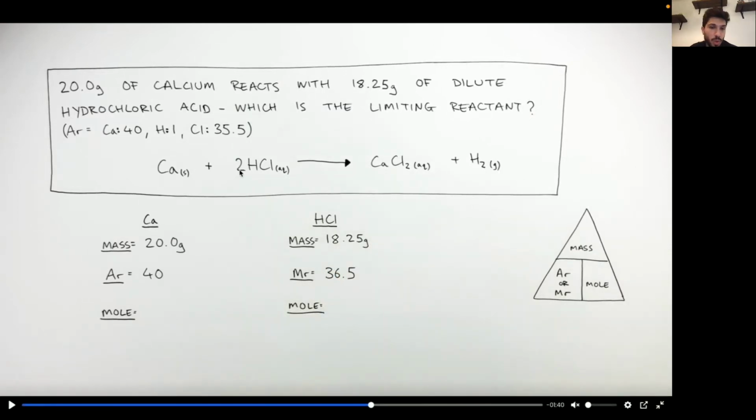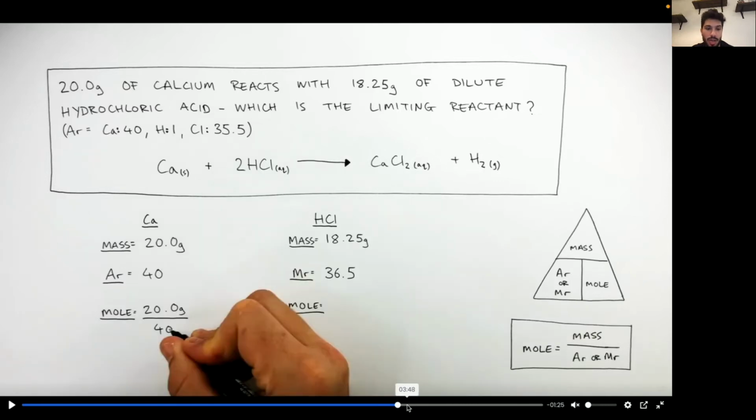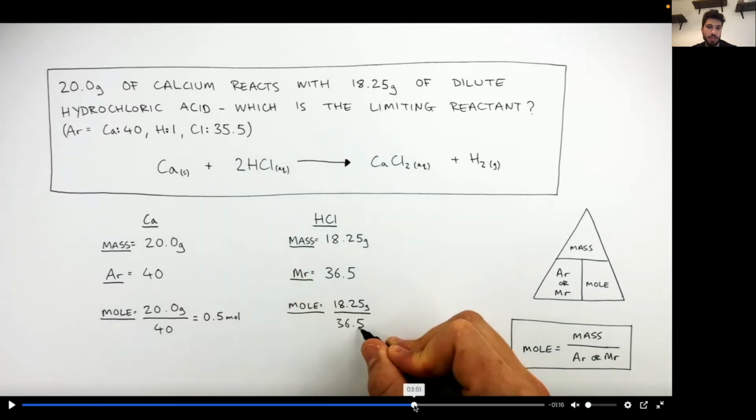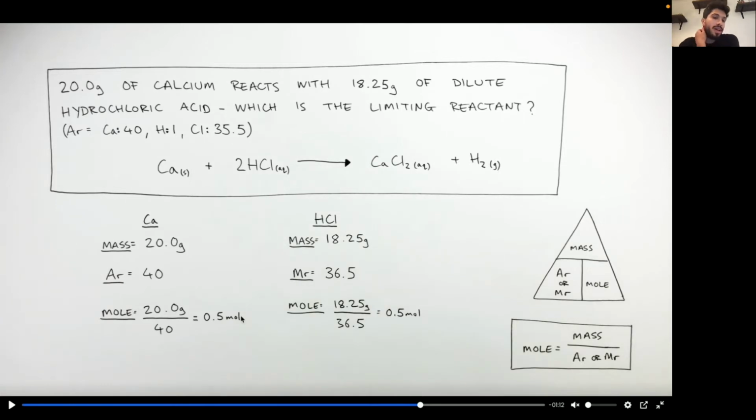Notice I'm not multiplying the 2 to make that 73. Now, at this point we use the equations to calculate moles: mass over Ar or Mr. We know that from a previous video. So we calculate the moles. Now we can see that based on these masses, there are 0.5 moles of calcium and 0.5 moles of HCl. So you're probably thinking, what do we do with this next?